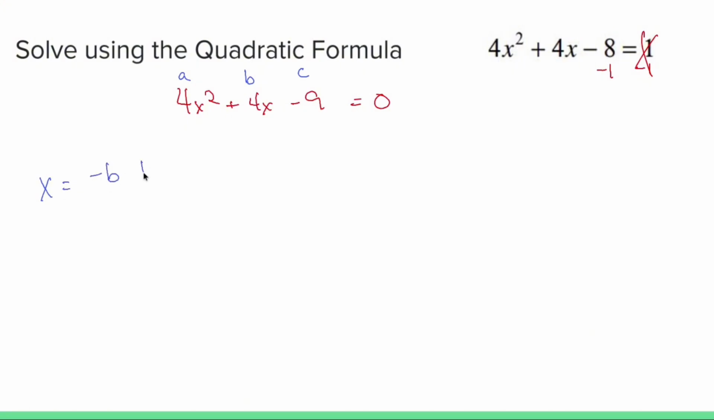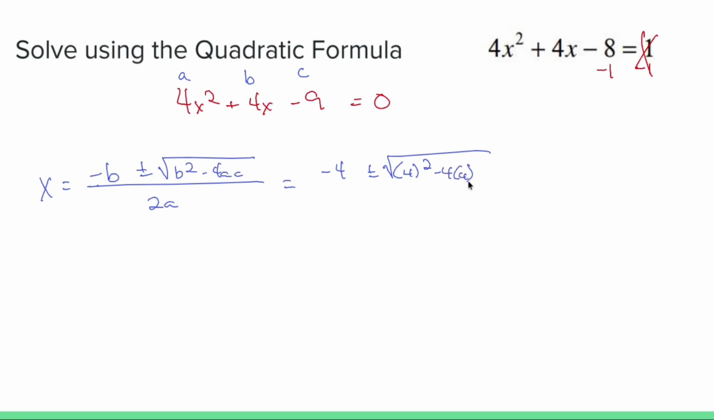Then we're going to whip out the quadratic formula. x equals negative b plus or minus the square root of b squared minus 4ac all over 2a. So x equals negative 4 plus or minus the square root of 4 squared minus 4 times negative 9 all over 2 times 4.